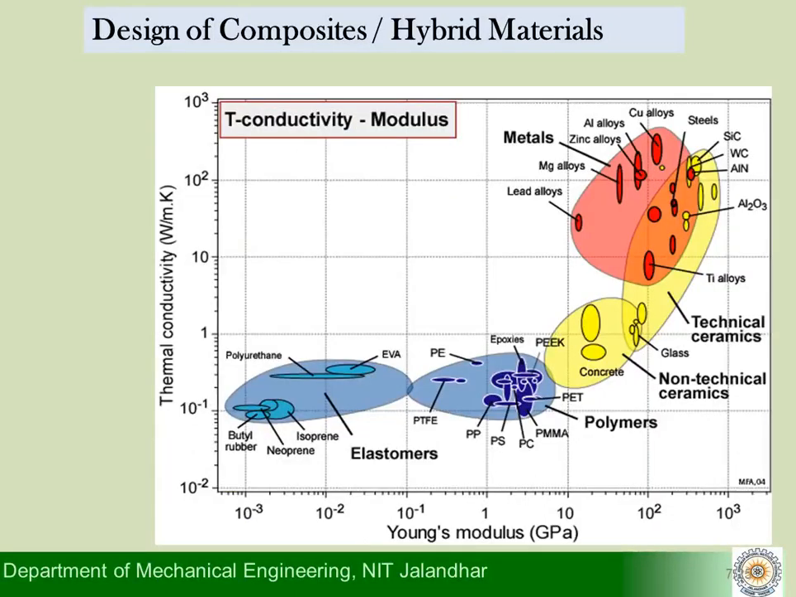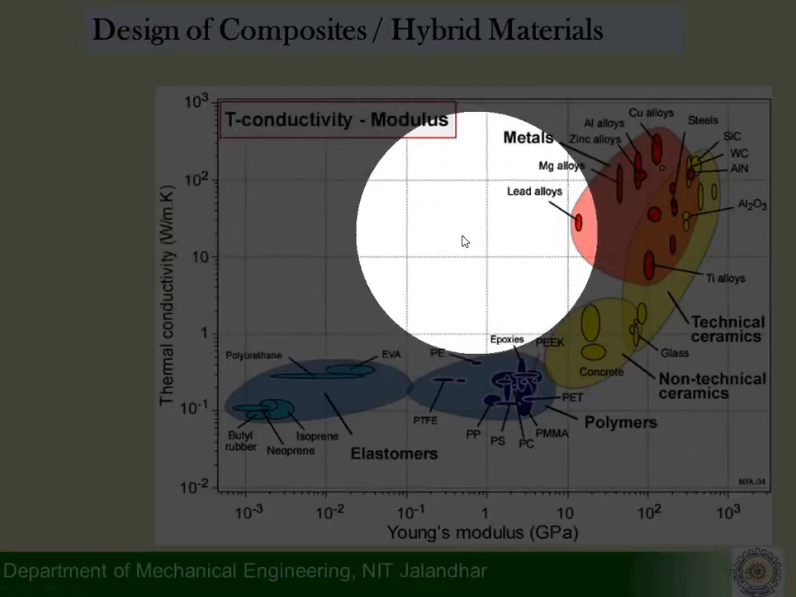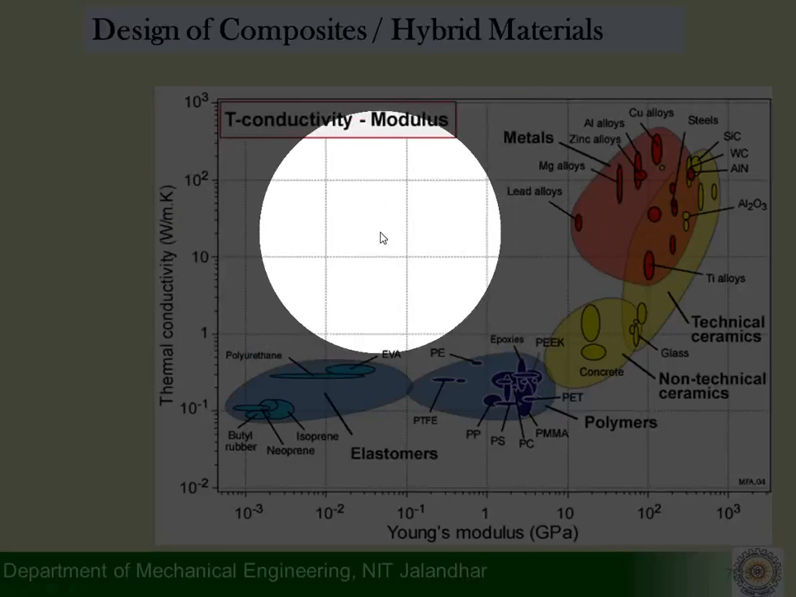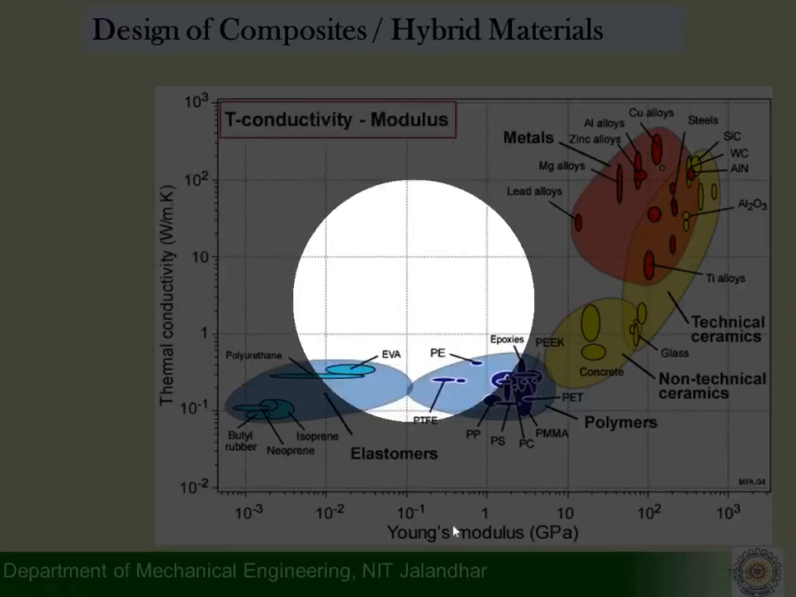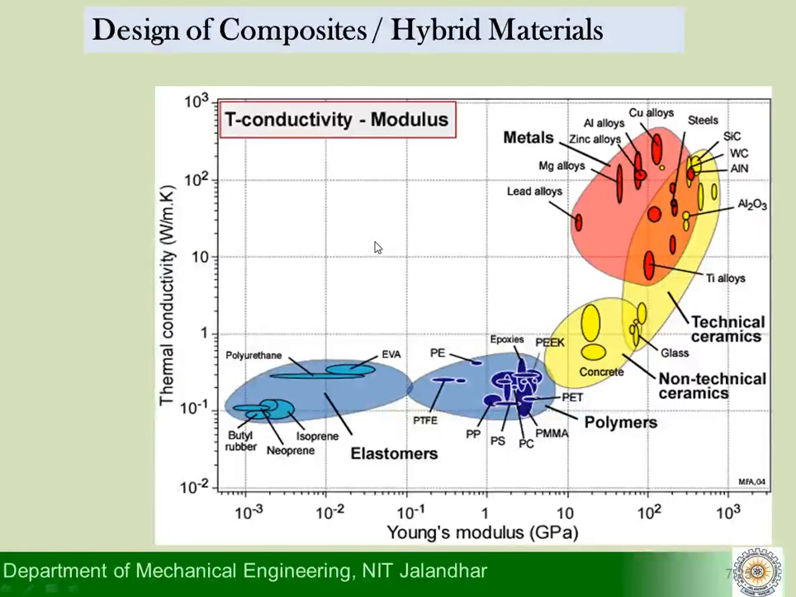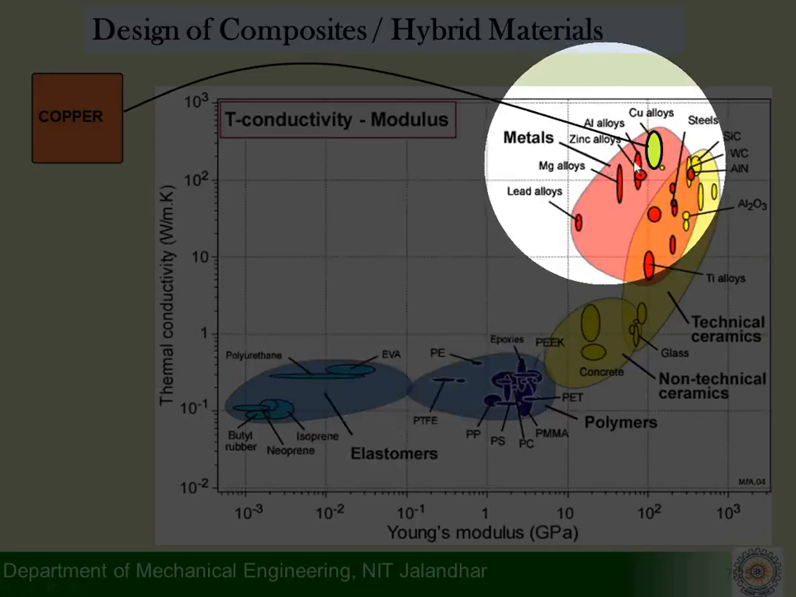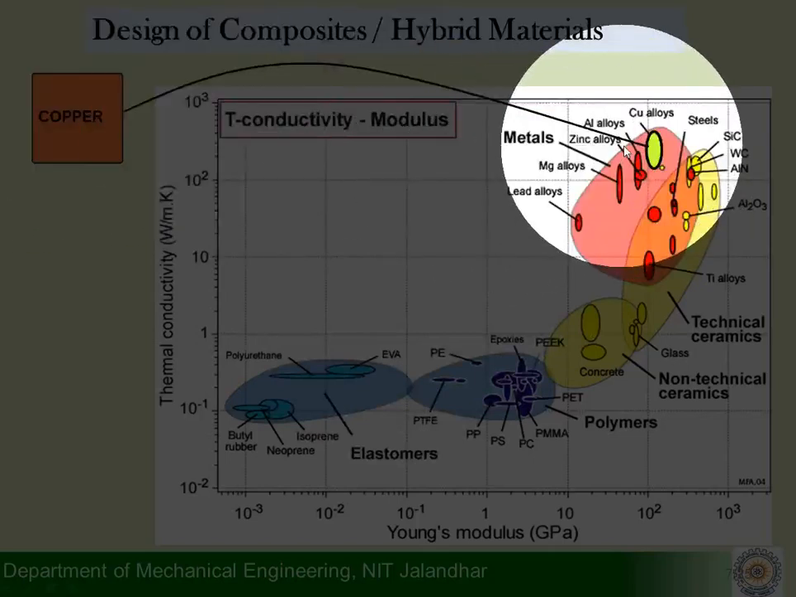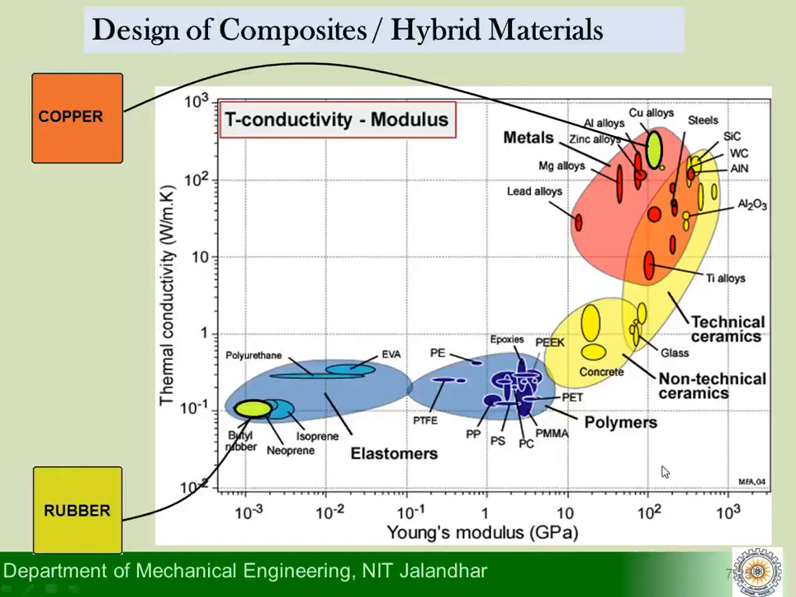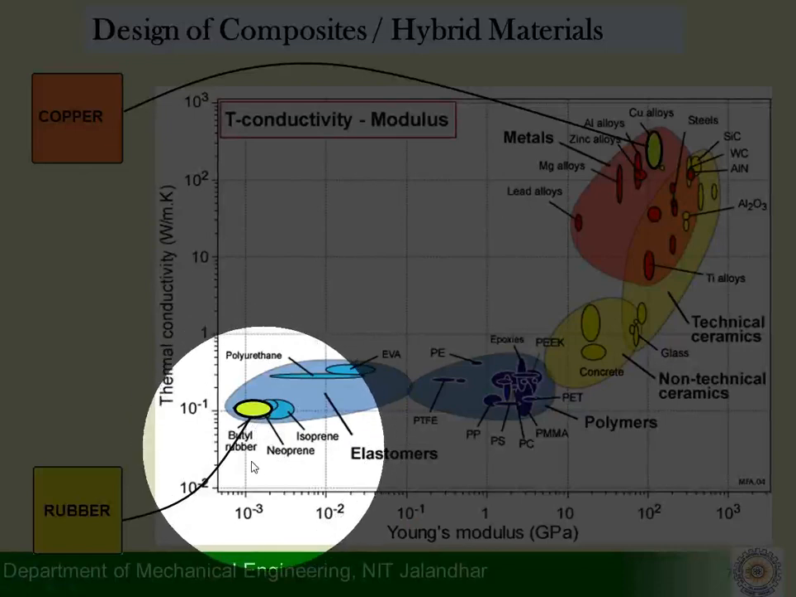Similarly, when I go to the same chart between thermal conductivity and modulus, we observe that we have a blank space. We have a lot of blank space here, in which I do not have materials which are compliant, meaning less stiffness and high thermal conductivity. And there are possibilities which can be explored here because of hybrid materials. Let's say you have copper, this is just an example. We have copper here which has very high thermal conductivity but high modulus, and we have rubber here which has low thermal conductivity but also low modulus.